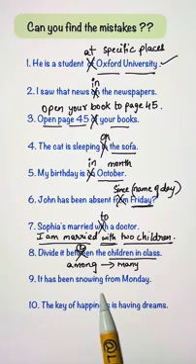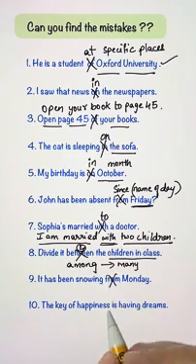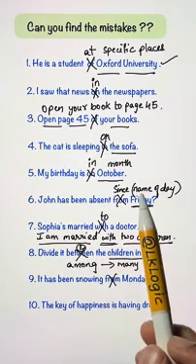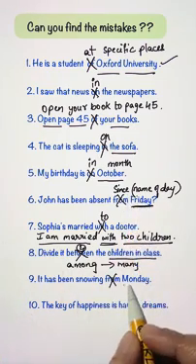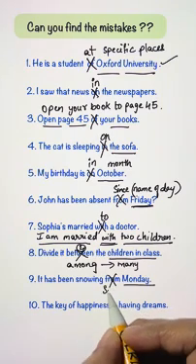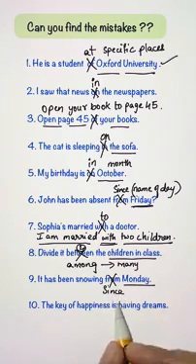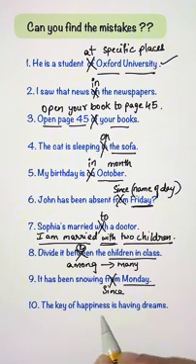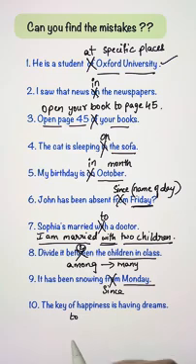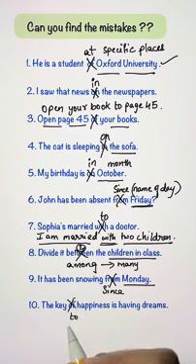It has been snowing from Monday. Now here what's wrong? We don't use from here. Whenever the name of the day is mentioned, we use since, not from. Right? Monday. So we use since. It has been snowing since Monday. The key of happiness is having dreams. What's wrong in this? Key of happiness or key to happiness? Exactly. The key to happiness is having dreams.